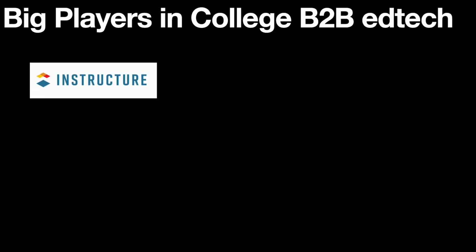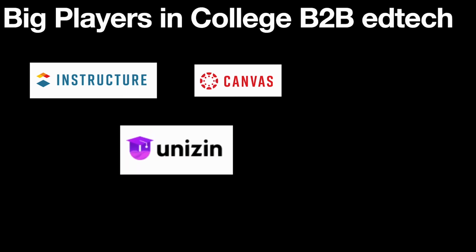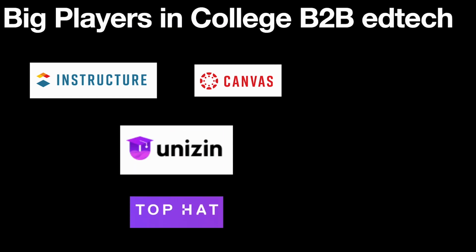Some of the big players in this vertical are Instructure. You may know them for Canvas, the learning management system that is used by colleges and universities to manage their courses and curriculums. Unison is another one, where they provide a consortium of universities with a common platform for digital learning materials, content management, and learning analytics. Top Hat provides an interactive, cloud-based platform for professors to create and deliver engaging online content, as well as tools for student assessment and engagement.